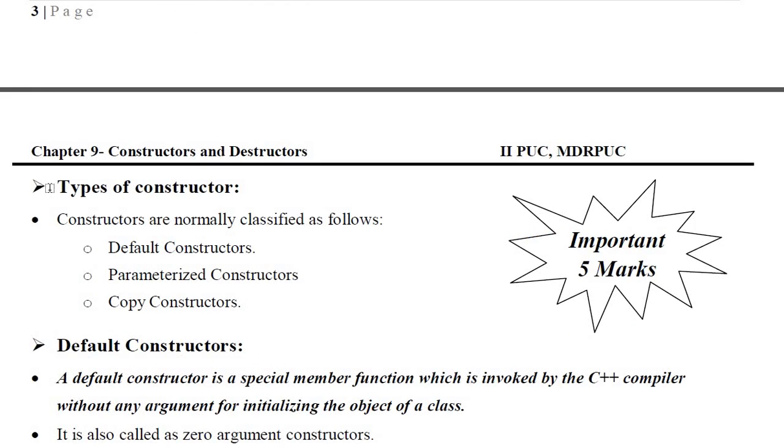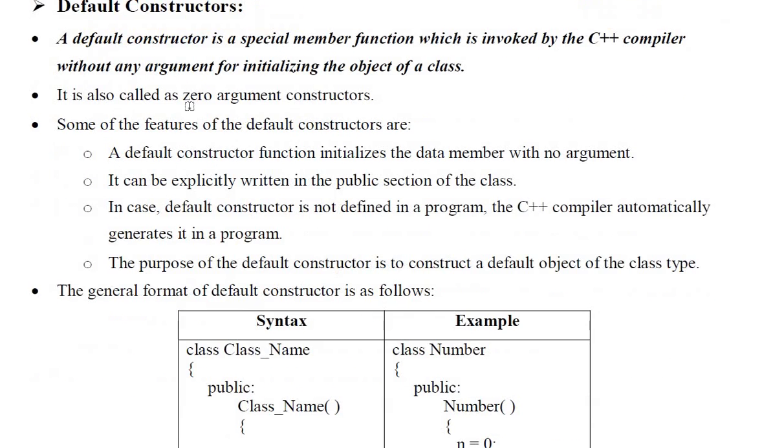Okay, next, types of constructor. This is also very important. It will come for 5 marks in examination. There are 3 types of constructors: default constructor, parameterized constructor, and copy constructor. Now let us see one by one.